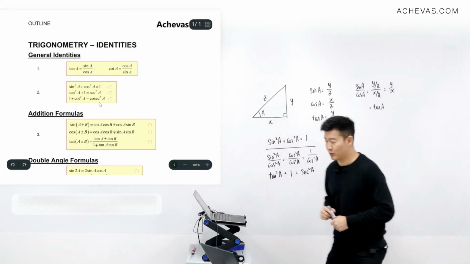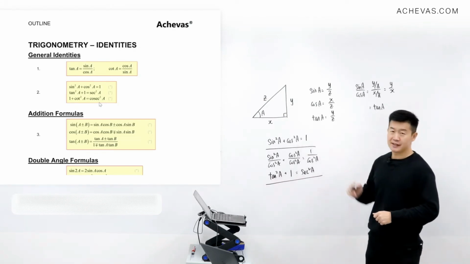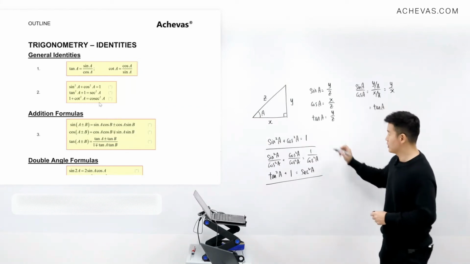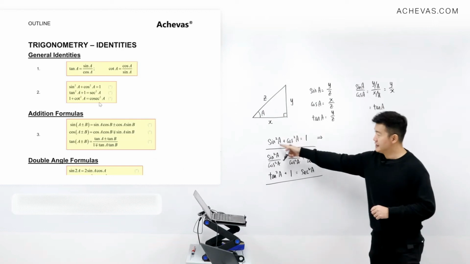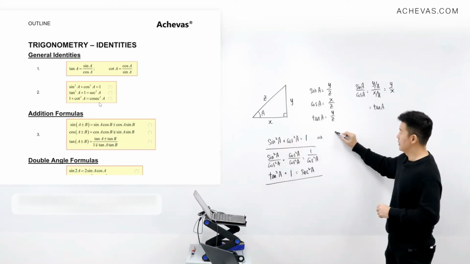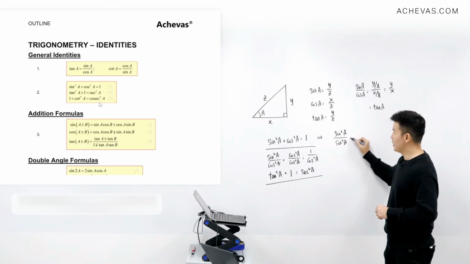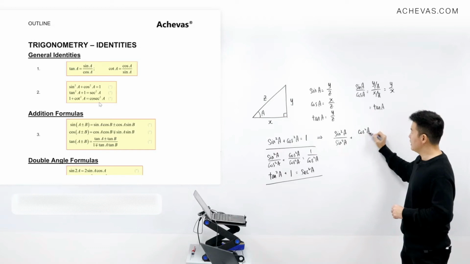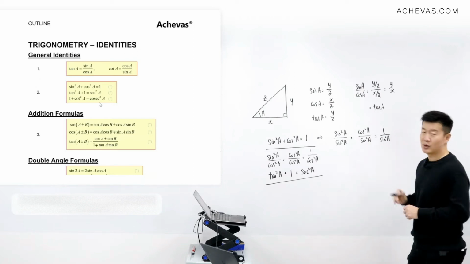Let's just prove one more, the last one. For the last one, I am going to take this and divide this throughout by sine square A. So this divided by sine square A is sine square A divided by sine square A, and this divided by sine square A will be cosine square A divided by sine square A, and we have 1 over sine square A on the right hand side.